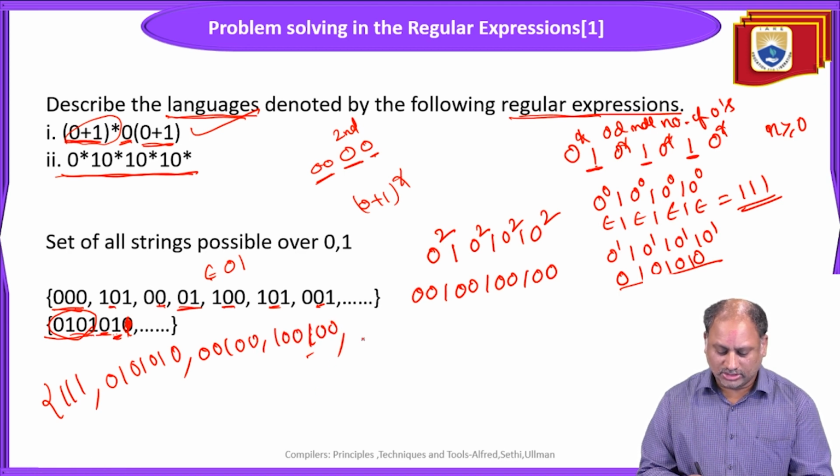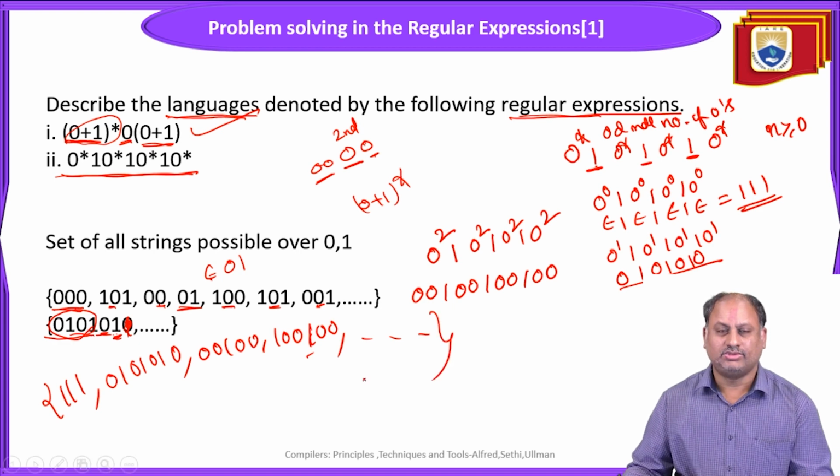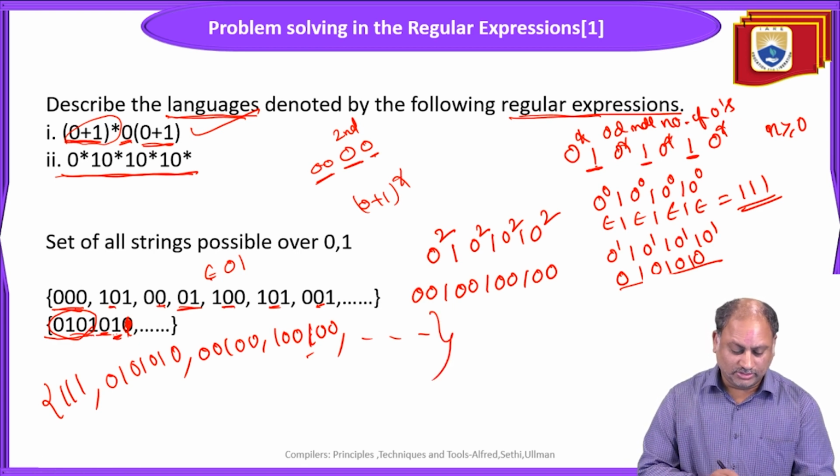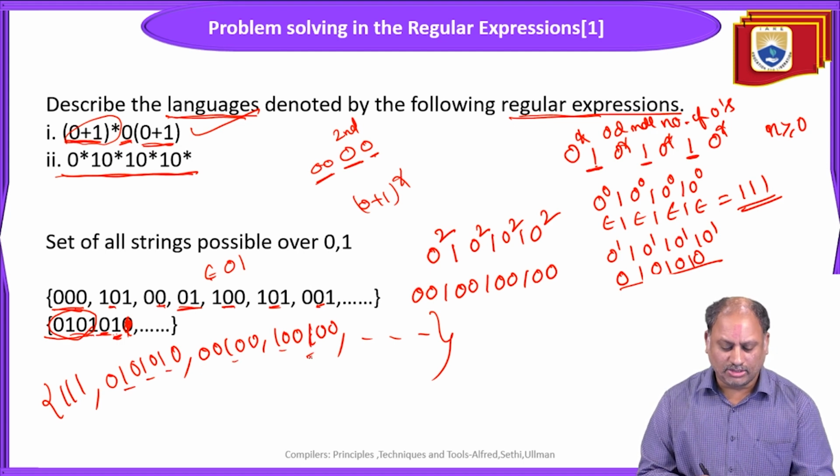And the third string, etc. So like that the list goes on. So here you have to observe the number of ones that are to be present. The number of ones are fixed for each string.